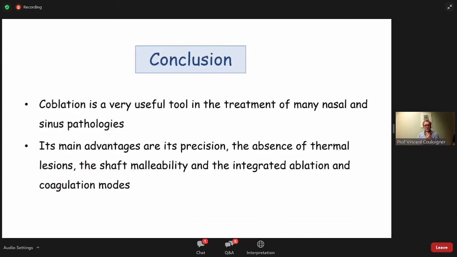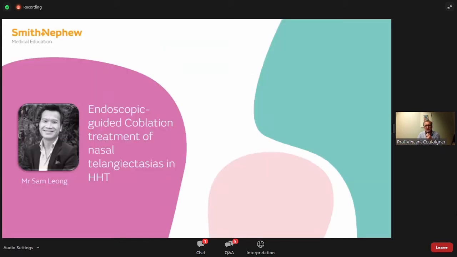So in conclusion, coblation is a very useful tool in the treatment of many nasal and sinus pathologies. Its main advantages are its precision, the absence of thermal lesions, the shaft malleability, and the integrated ablation and coagulation modes. Thank you very much.